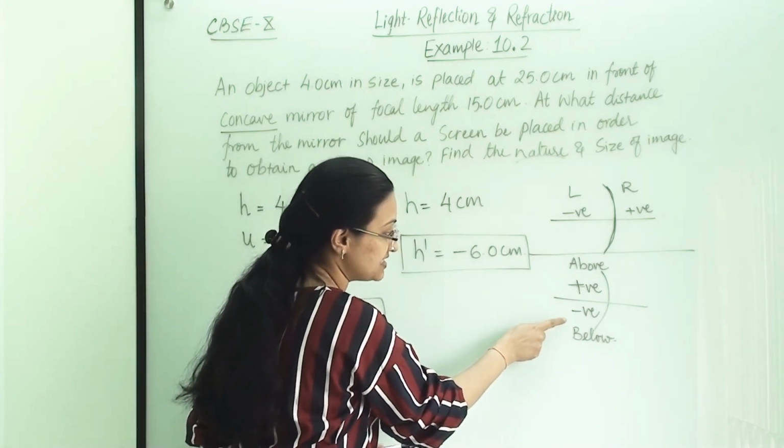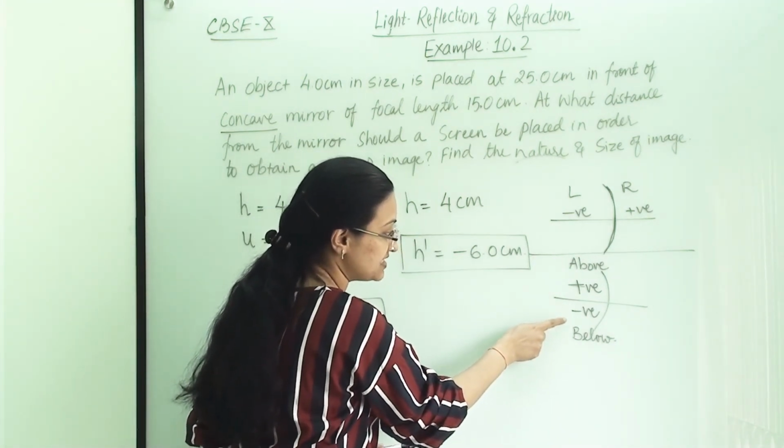And this negative answer suggests that it is below the principal axis. Because our Cartesian sign convention says that if it is above the principal axis, then it is positive, and if it is below the principal axis, then it is negative. So, according to this, when we check the height and it is negative, that means it is below the principal axis and it is inverted.